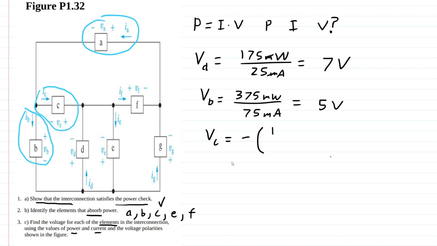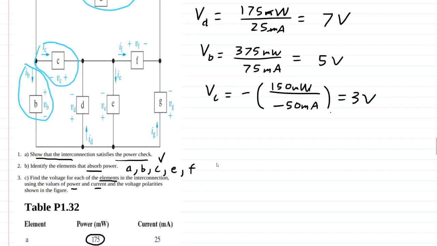So we have 150 milliwatts divided by minus 50 milliamps. And that is going to equal 3 volts. So the difference across element C is 3 volts.